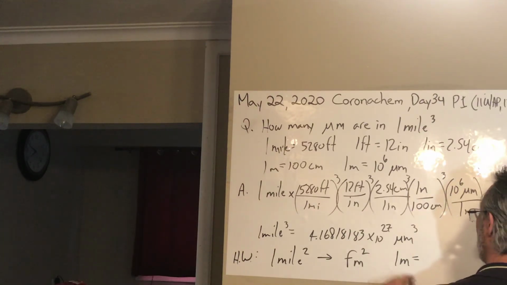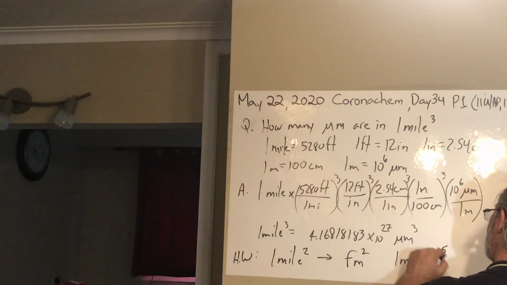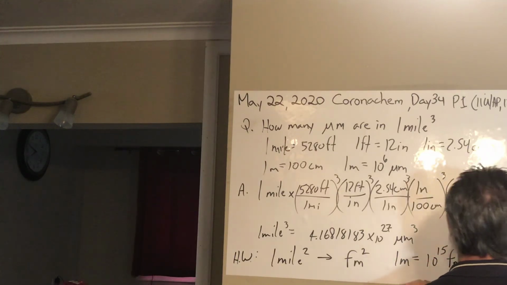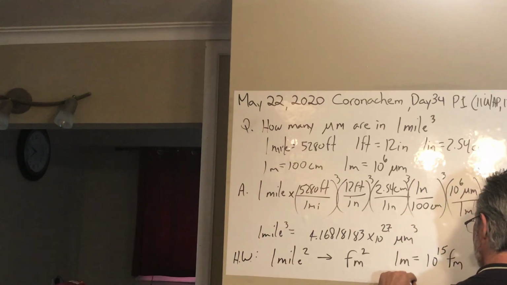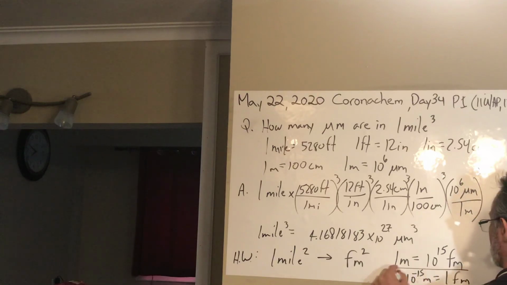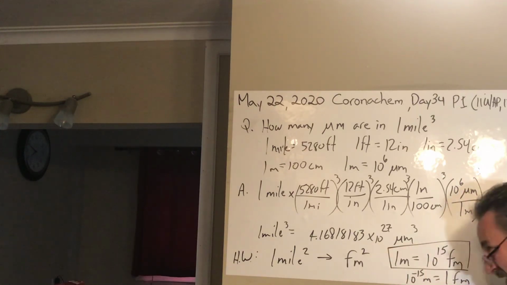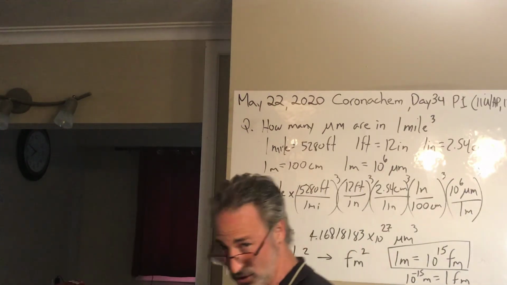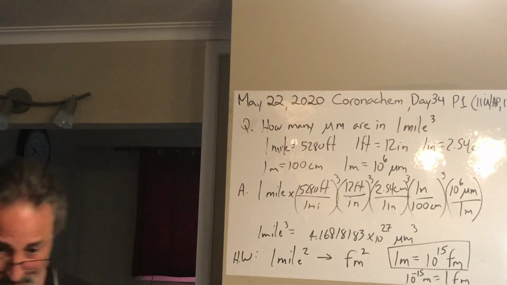So 1 meter equals 10 to the 15 femtometers. Or you could say 10 to the negative 15 of a meter equals 1 femtometer. But use this one. I find this one easier because people like working with positive powers more. But you should be able to do it either way. Try to do that for tomorrow.